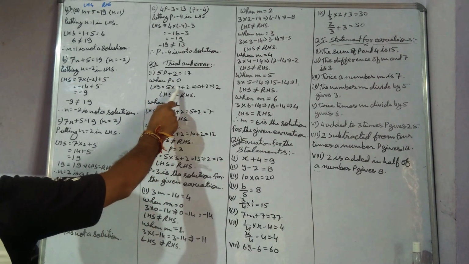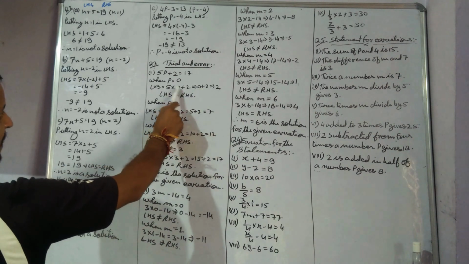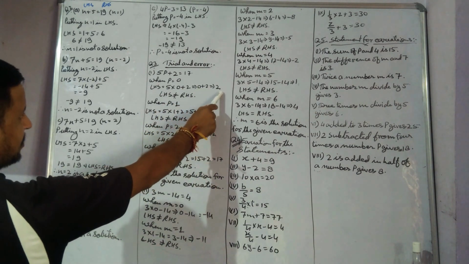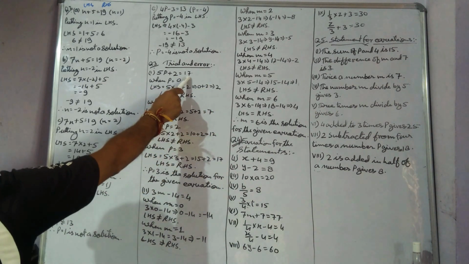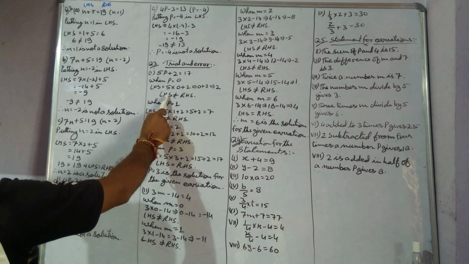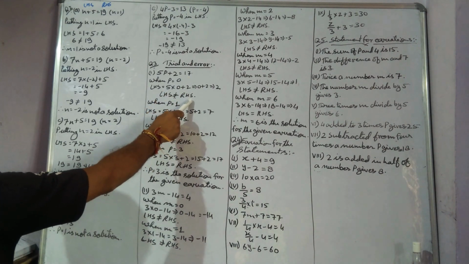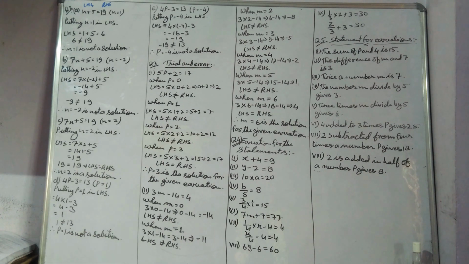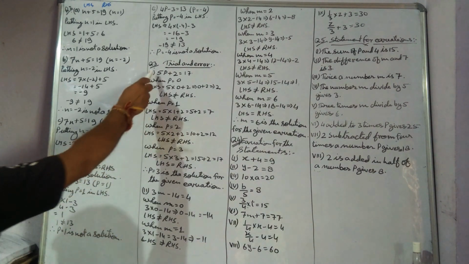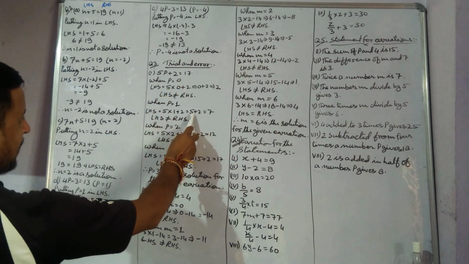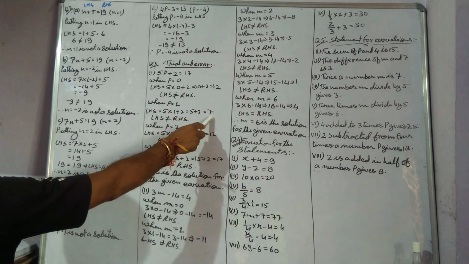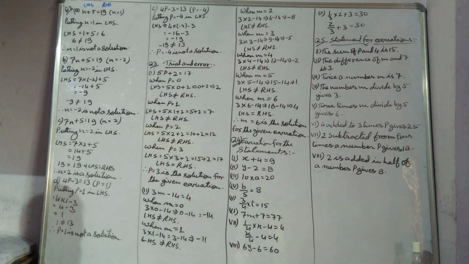So that is 5 into 0 plus 2, which is equal to 0 plus 2, that is equal to 2, and 2 is not equal to 17. It means that LHS is not equal to RHS. Now we will take the next value of p, that is p equals 1. So it will become 5 into 1 plus 2, which is equal to 5 plus 2, which is equal to 7, and 7 is not equal to 17. So we can say that LHS is not equal to RHS.